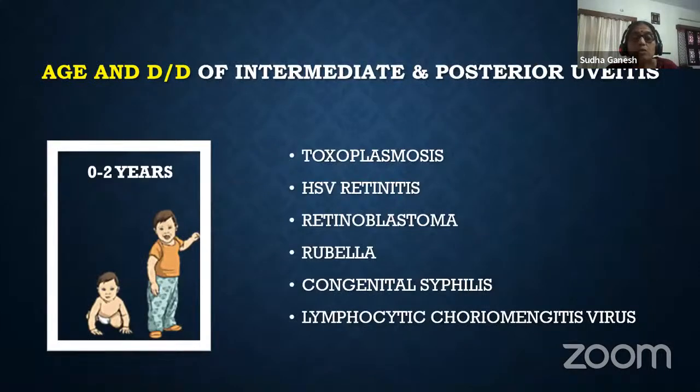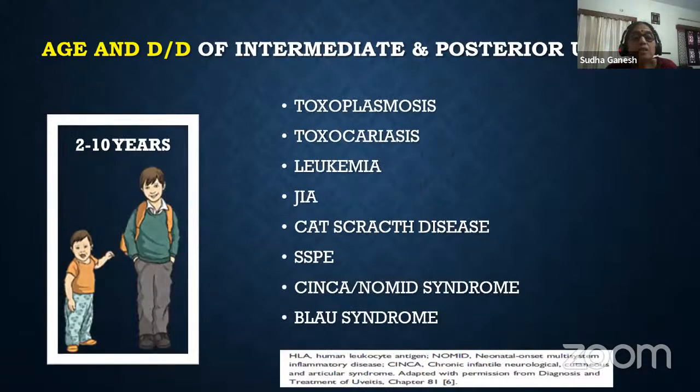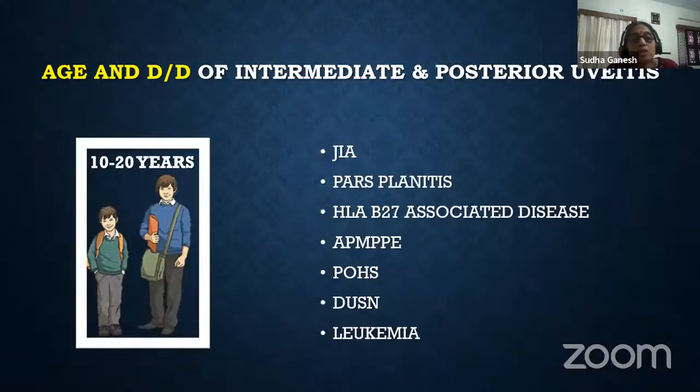When you have a child between 0 and 2 years, think of toxoplasma, HSV retinitis, retinoblastoma, rubella, congenital syphilis, or lymphocytic choriomeningitis. For a child between 2 and 10 years, again think of toxoplasma, toxocara, leukemia, JIA, cat scratch disease, subacute sclerosing panencephalitis, then the Sinca, the Norbit syndromes, or the Bloch syndrome. Between 10 and 20 years, think of JIA, pars planitis, HLA-B27 disease, APMPPE, POHS, DUSN, or leukemia.